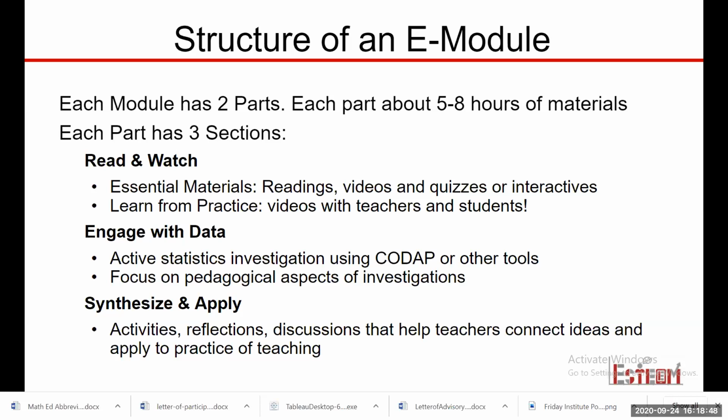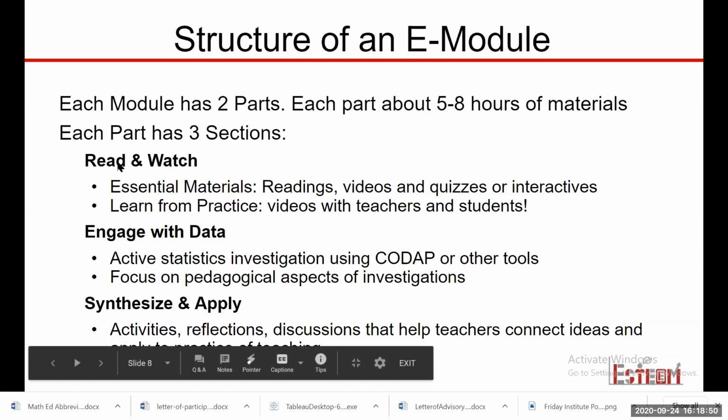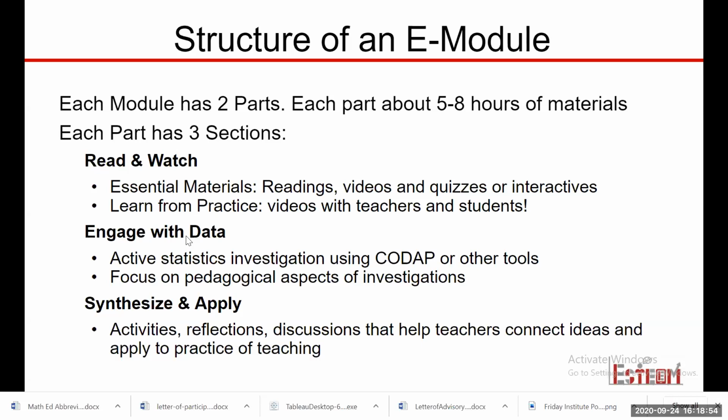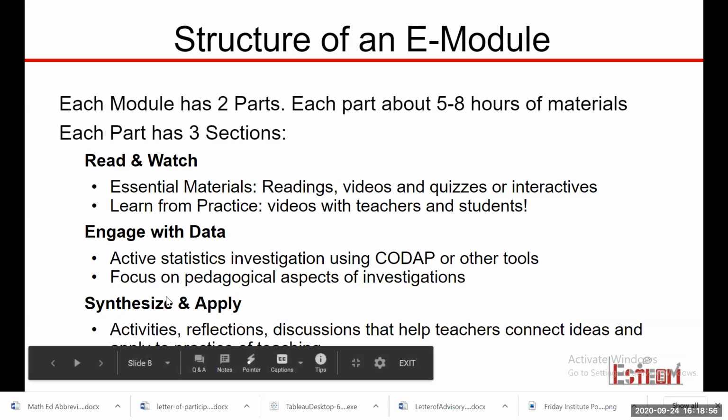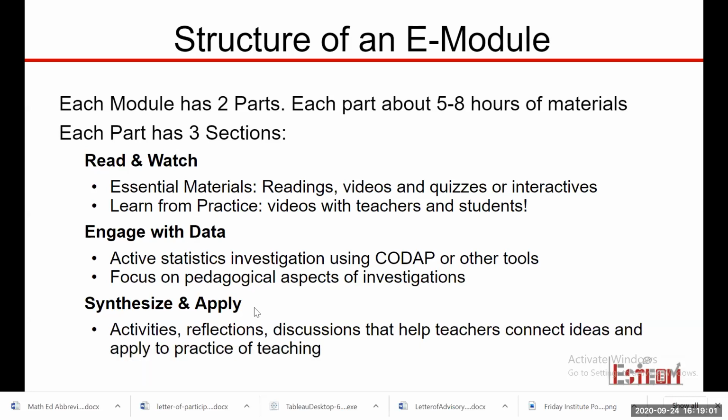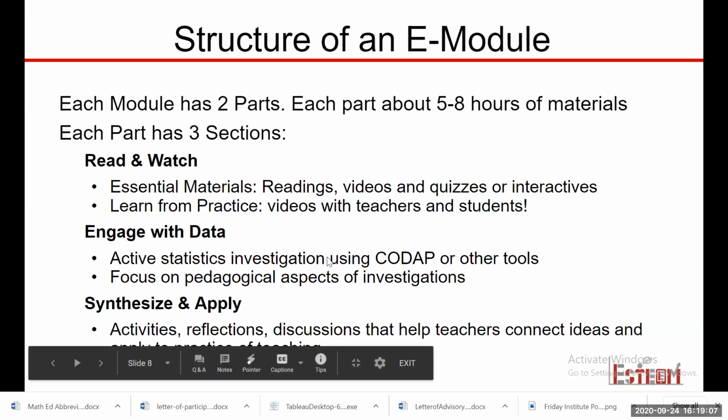We have had people who have kind of reversed these read and watches and engage with data. So we structure it ordered in a module, but you can choose as an instructor what you want to use first or second or third with your students.